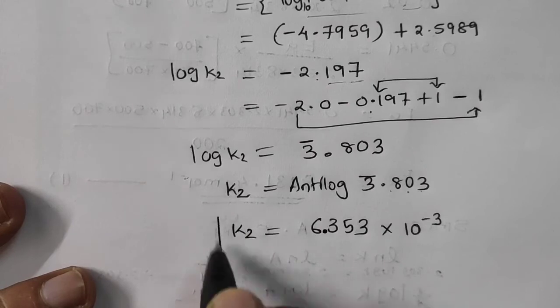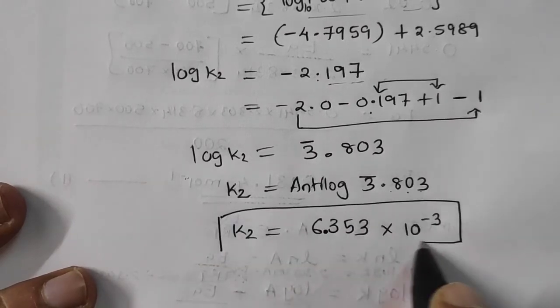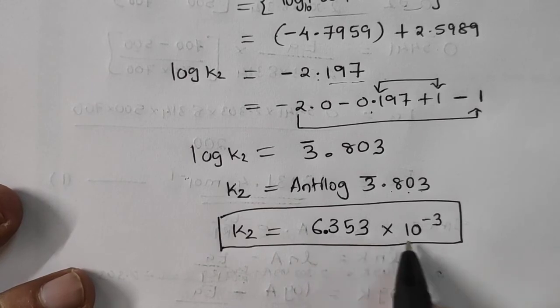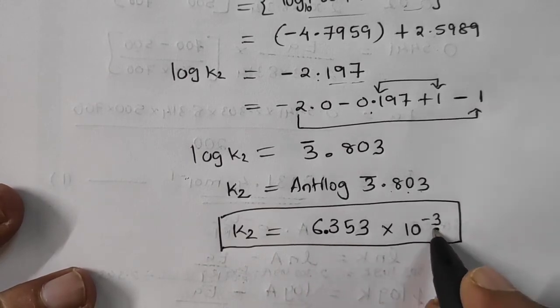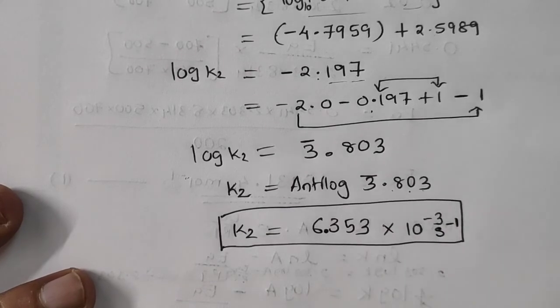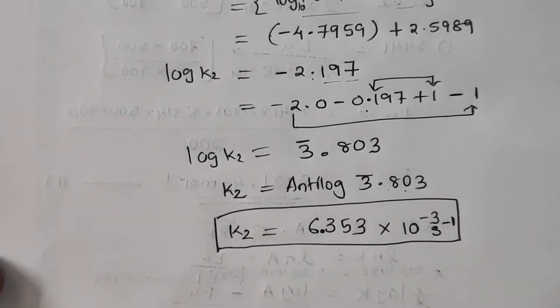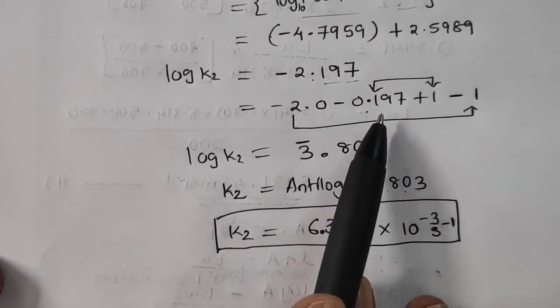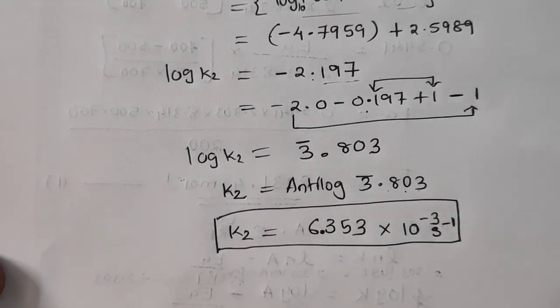So K2 at 700 Kelvin will be equal to 6.353 into 10 raised to minus 3 second inverse. Understood? So this was our sum. This is an important part, the steps we have seen. Go through it thoroughly and you can do this in your fair book. Okay, now the next part.